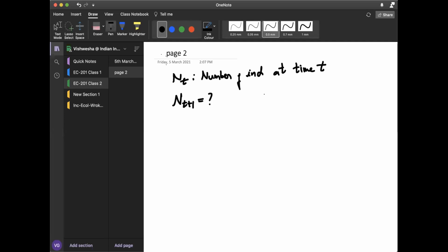You can think of 1 unit of time as equal to 1 generation, because 1 generation is a reasonable time scale where birth and death happen. This could be as small as 20 minutes for various bacterial and cellular populations, but it could be as long as a century if you are thinking of some very long-lived mammals. So now what is N of t plus 1, given that I know there were some individuals at time t?